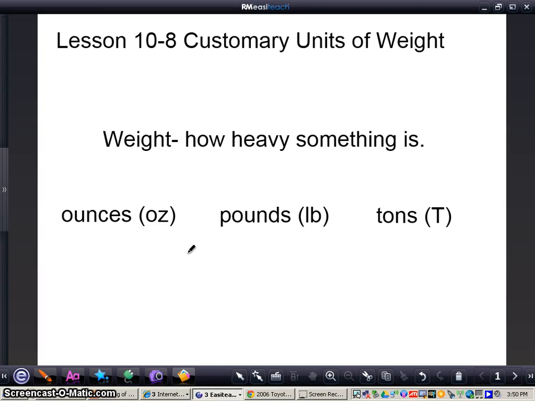In this video, we're going to take a look at customary units of weight, and we're going to convert customary units of weight. What we mean by customary units of weight, these are the units that the United States uses. Weight is just how heavy something is. And we're going to take a look at ounces, pounds, and tons.